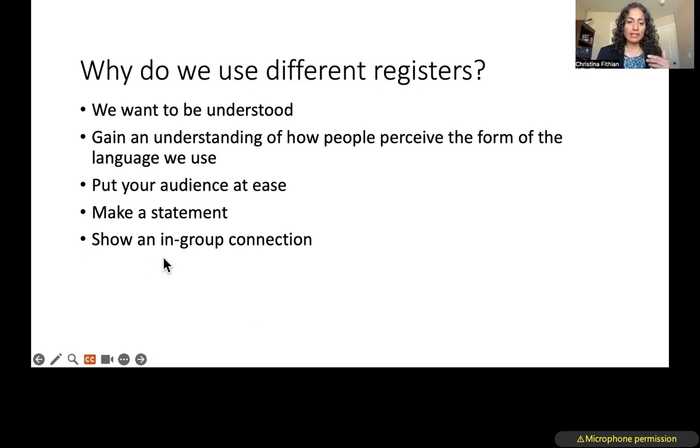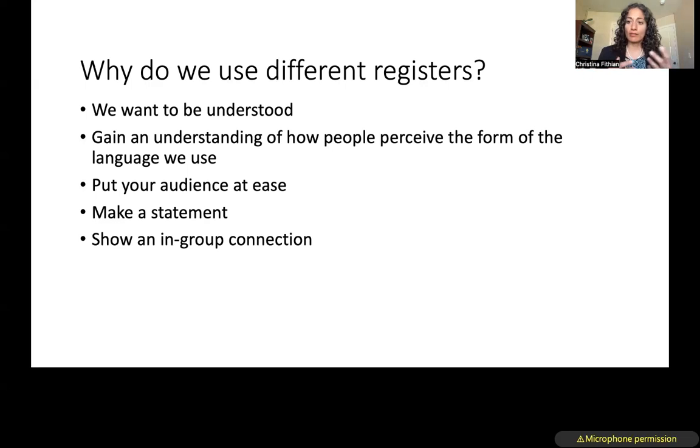And related to that idea is that we often want to try to show we're connected, we're an in-group connection to somebody. So when you mark your register differently than the people you're talking to, sometimes you're perceived as being outside of the group. The opposite is also true. If you can use the right register with a group, then the group thinks that you're one of them.